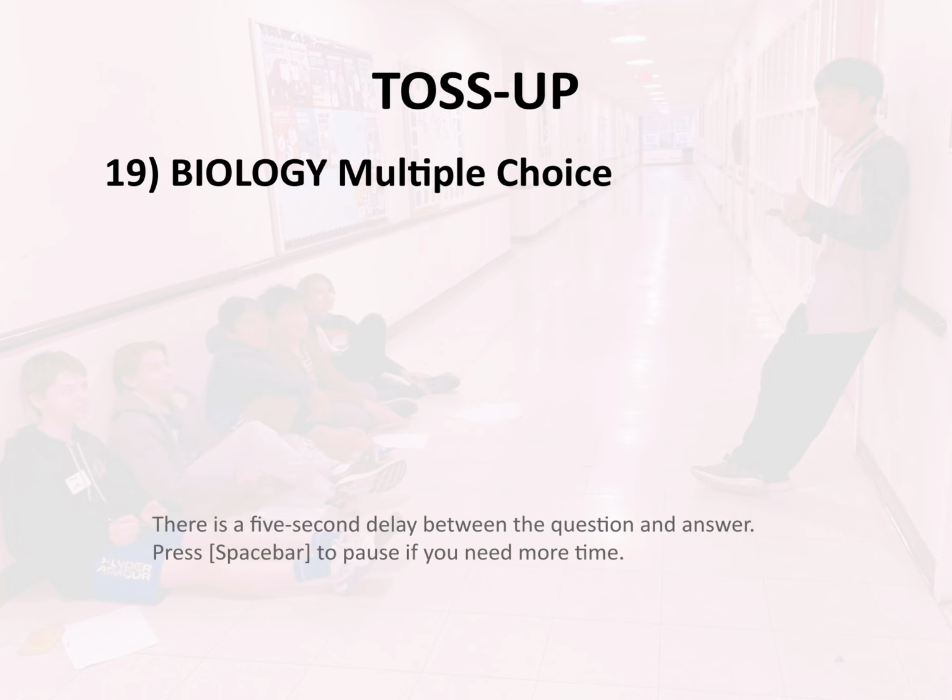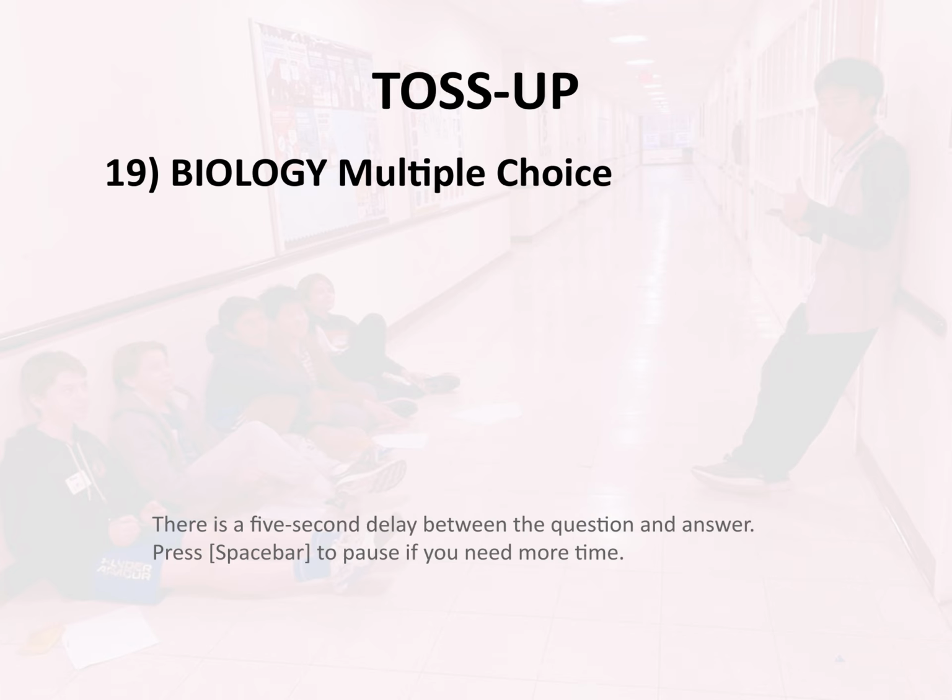Toss-up, 19. Biology. Multiple choice. Which of the following best describes why the xylem is an important plant tissue? W. It transports water and minerals from the roots to the leaves. X. It transports water and minerals from the leaves to the roots.